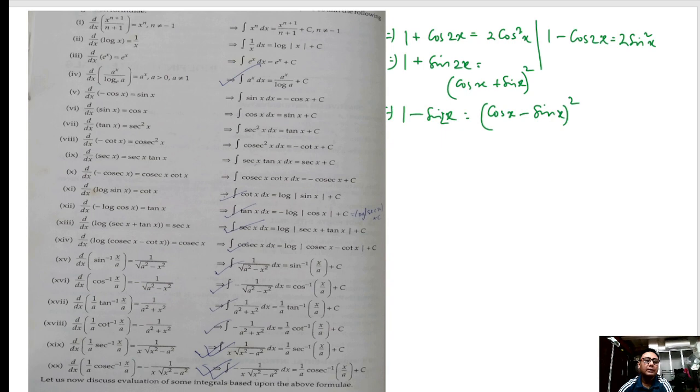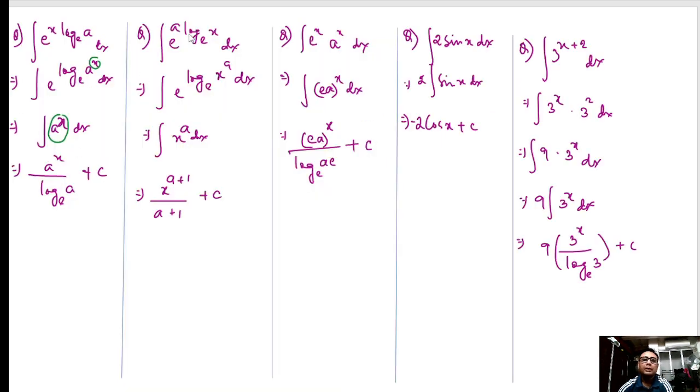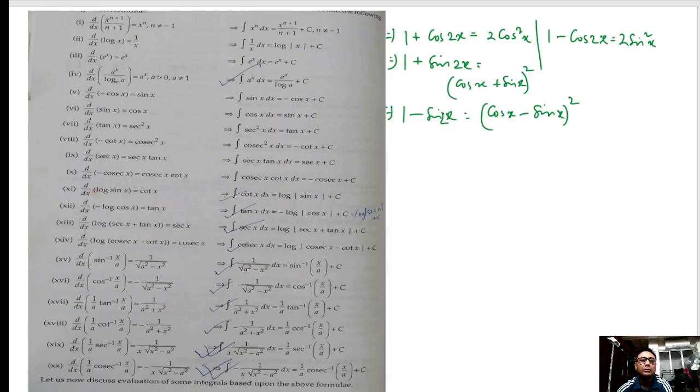Similarly, this a will again go up and this is x to the power a. X to the power a is looking like the integration of x to the power n, so it will be x to the power n plus 1 by n plus 1. Clear? E to the power x into a to the power x. So taking e common, it is looking like the formula a to the power x, which is a to the power x by log a.